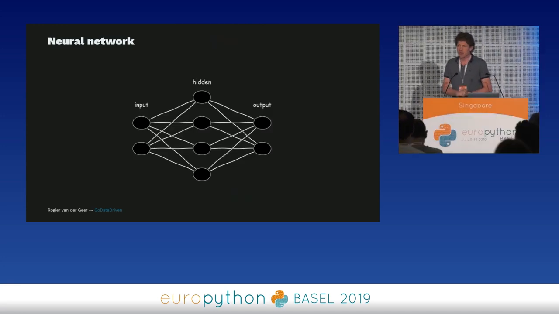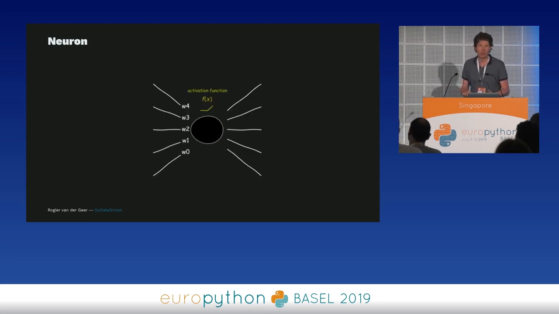And neural networks, probably most of you have heard about them, look something like this. Here you see a series of dots, circles, and they represent neurons, and they come in layers. So we have the input layer on the left, a hidden layer, there might be multiple in the middle, and an output layer on the right. And they are connected by these lines. So how do these neurons actually work? Well, it looks something like this.